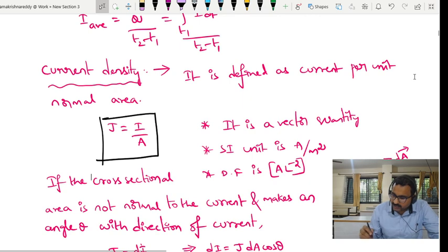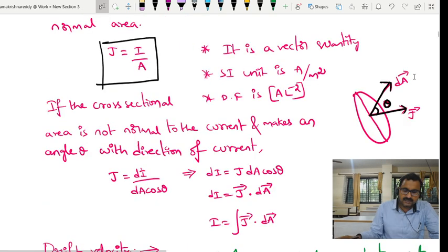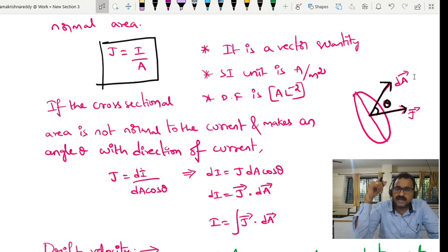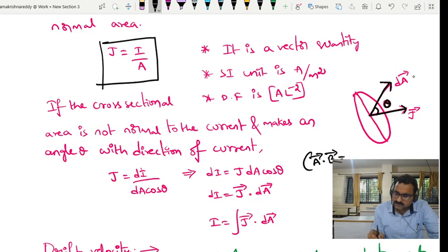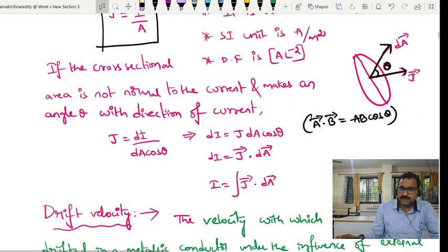But here we are talking about when the area is not perpendicular, when it is making some angle with the current. In that case, how do we write it? If the cross sectional area is not normal to the current and makes an angle theta with the direction of the current, then J is equal to di divided by dA cos theta. So di is equal to J into dA cos theta. We already know the dot product formula, A bar dot B bar is equal to AB cos theta. So that is J bar dot dA bar.